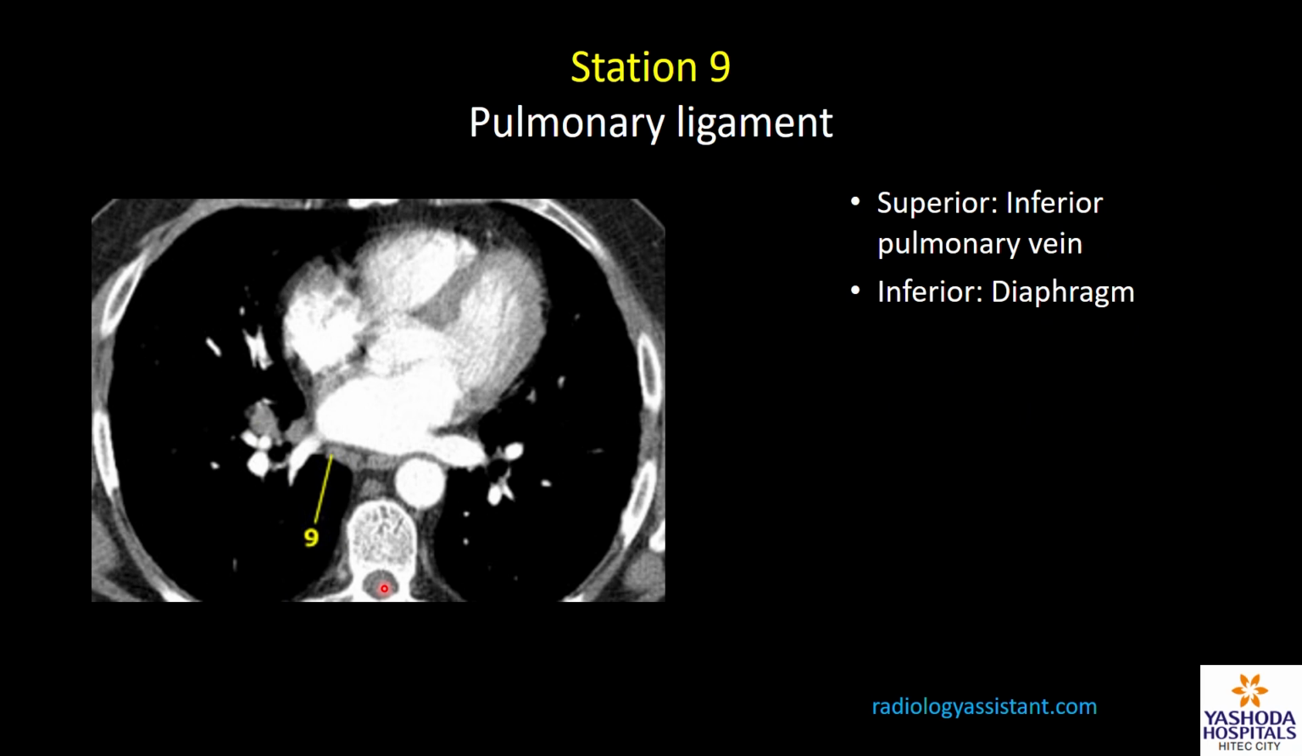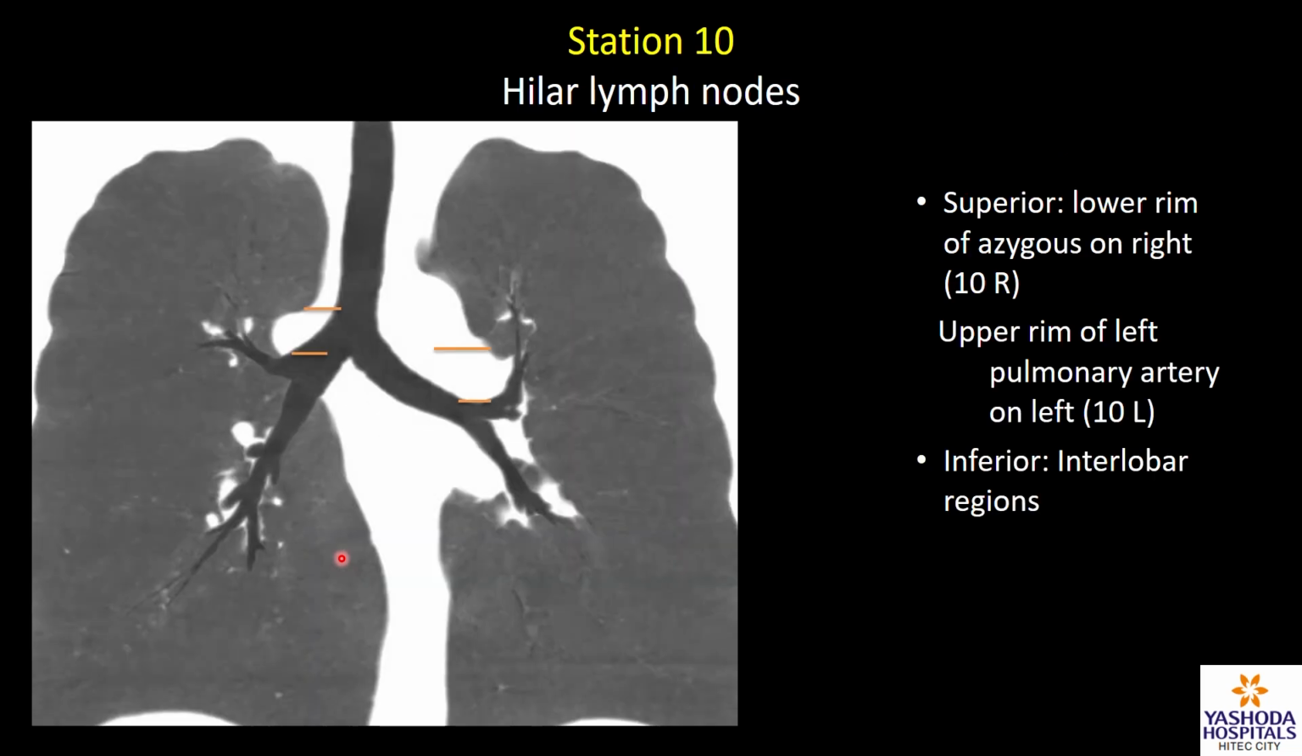Station 9 is the pulmonary ligament. The superior border would be the inferior pulmonary vein. Now the pulmonary ligament is a pleural reflection of the parietal and the visceral pleura onto the mediastinum, extending from the hilum to the diaphragm. So anything here would be the pulmonary ligament node, which is station 9, and inferiorly they extend up to the diaphragm. So anything from the inferior pulmonary vein to the diaphragm would be the pulmonary ligament node or the station 9.